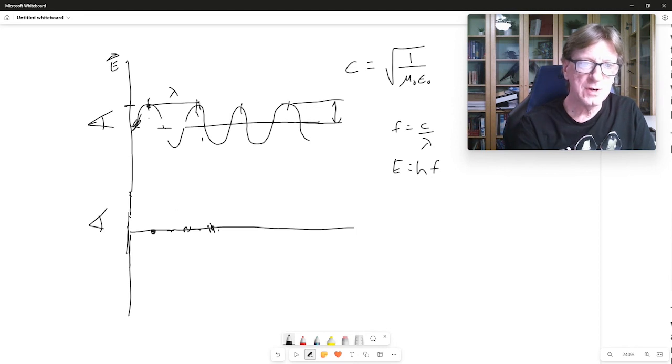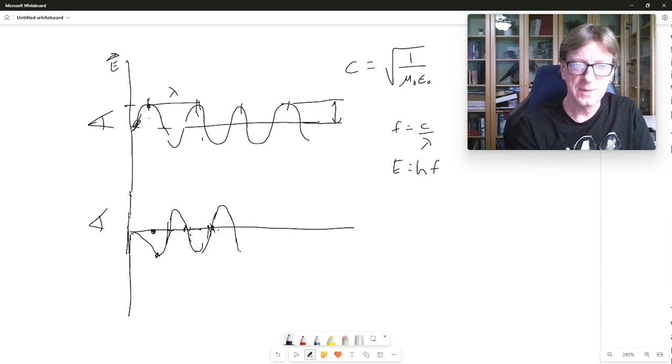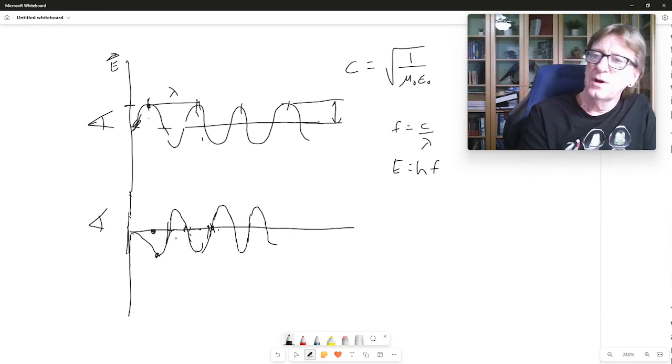Okay, so now I'm going to try to draw it 180 degrees. And all that means is when this one's positive, this one's going to be negative. Their zeros are going to be in the same spot. And then when the top one's negative, the bottom one's going to be positive. And so that's a little bit easier to draw, like so.